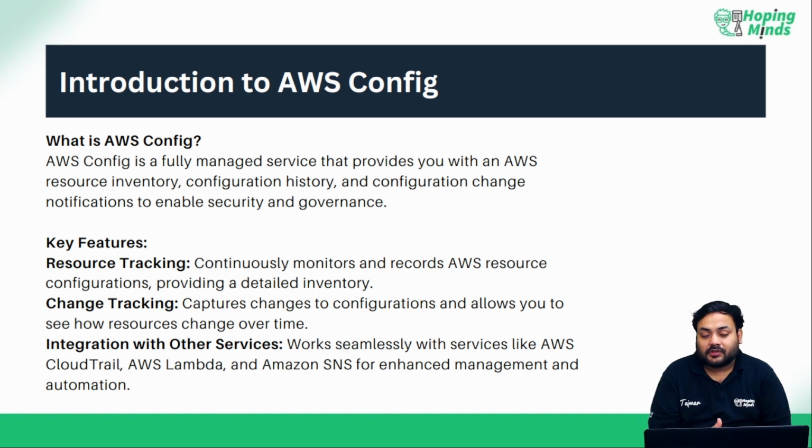So the key feature is resource tracking, meaning you can continuously monitor your resources. We can keep the track record of your AWS resources, and then we have change tracking. Let's suppose you are working in an organization, and if someone is changing anything, you'll be getting the notification as well. Then there is integration with other services. Whenever we are doing any monitoring, keep this in your mind: you can integrate that service with other services as well.